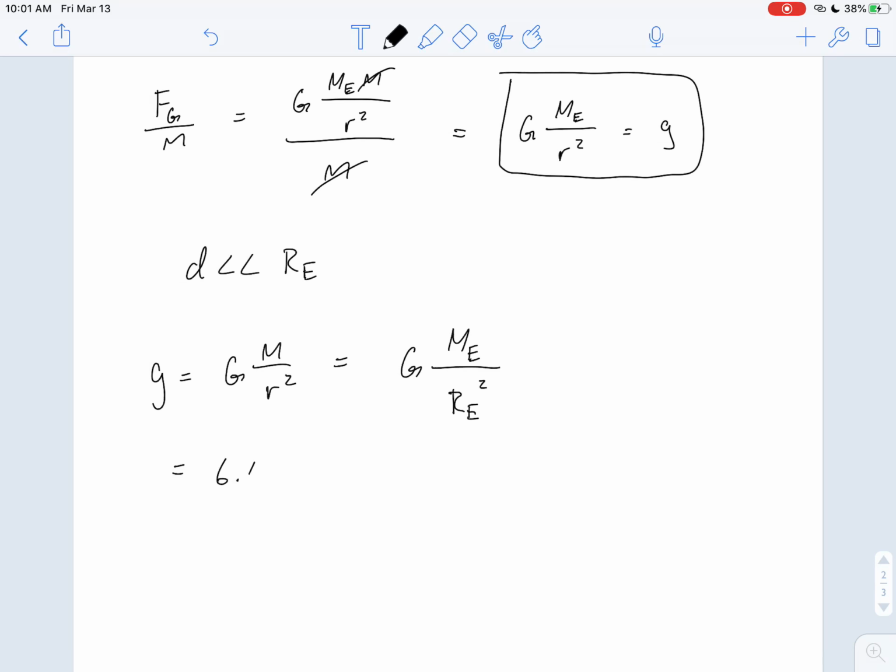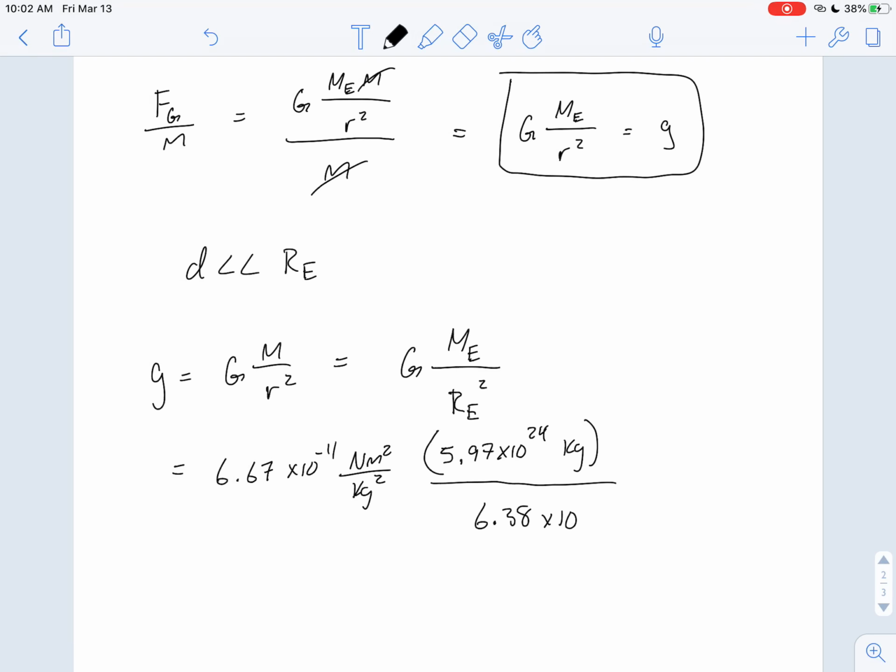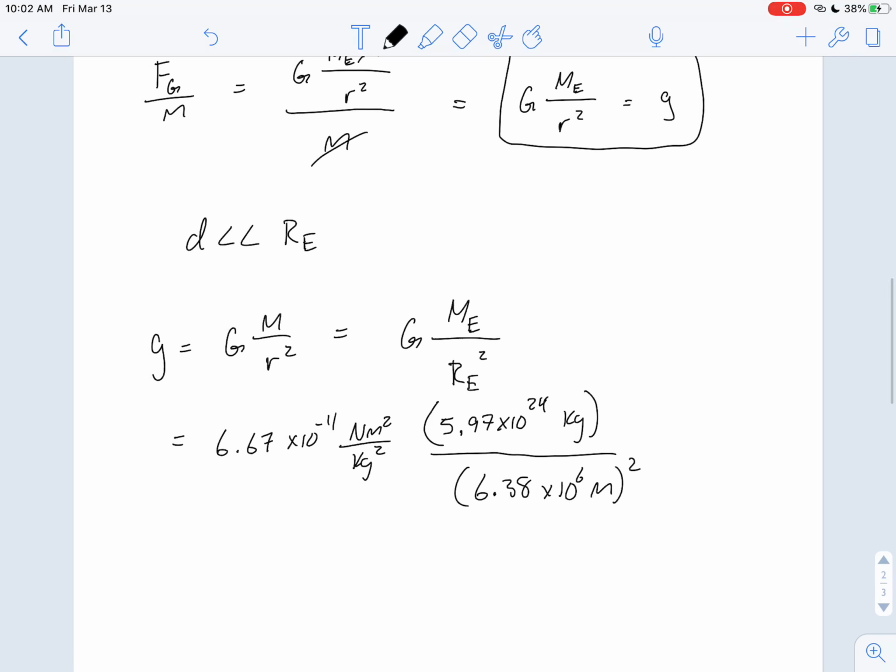So G is 6.67 times 10 to the negative 11 Newton meter squared per kilogram squared. We have the mass of Earth, which is 5.97 times 10 to the 24 kilogram. And then we are dividing this by the radius of Earth squared, which is 6.38 times 10 to the 6 meter, and we're going to square that.